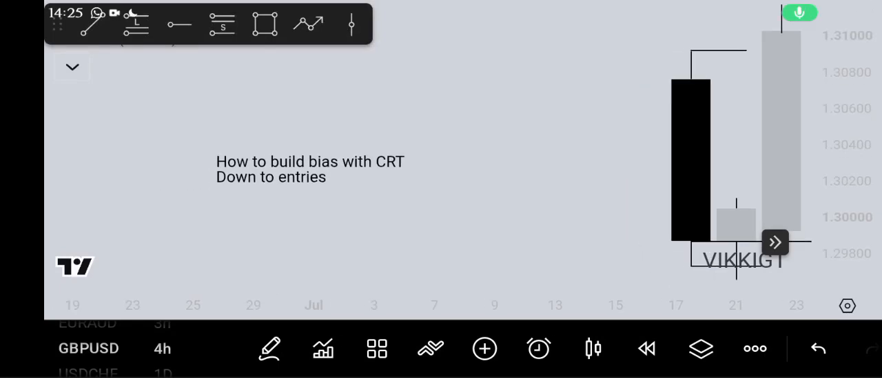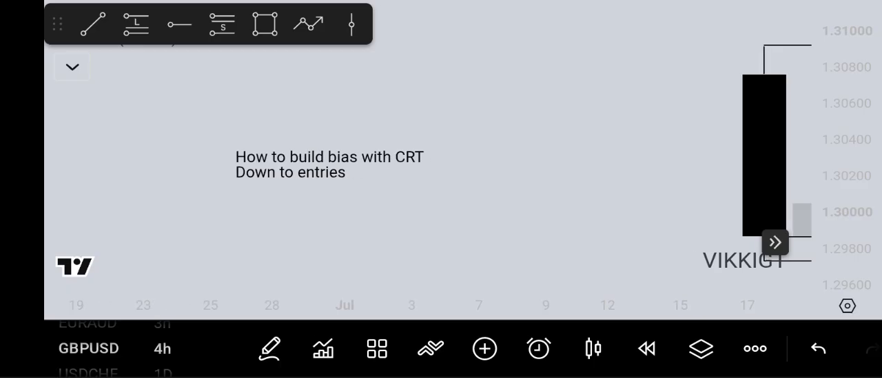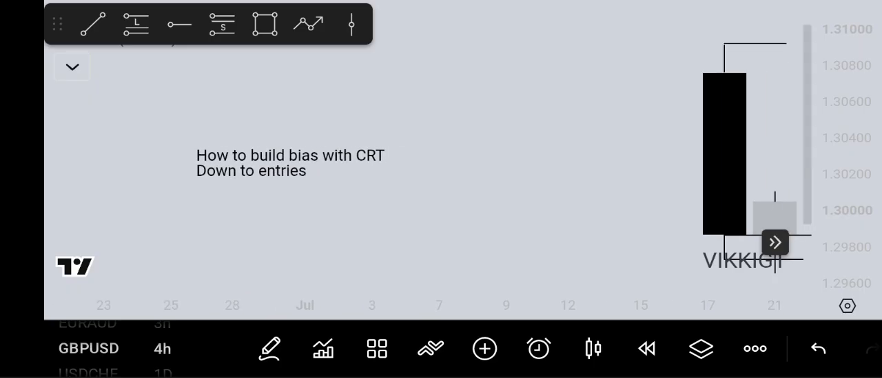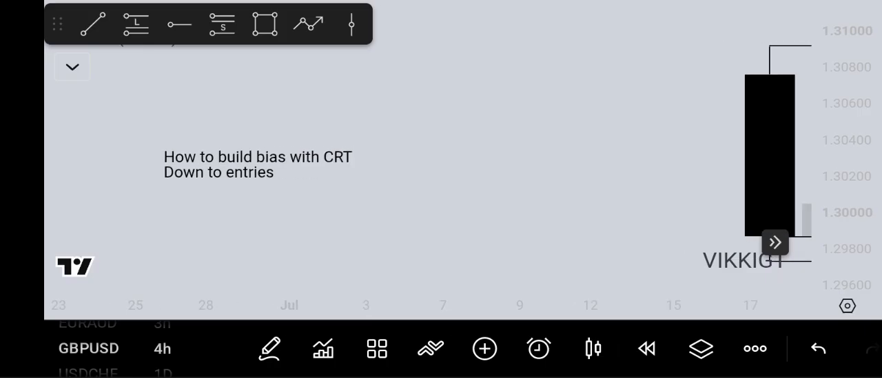Good everyone. Today we are going to be talking about how to build bias with CRT. That's the candle range theory. So in the previous video we talked about how to build directional bias with key levels and market structure down to entries. So today we are going to be talking about how to refine the bias with the candle range theory down to entries also.